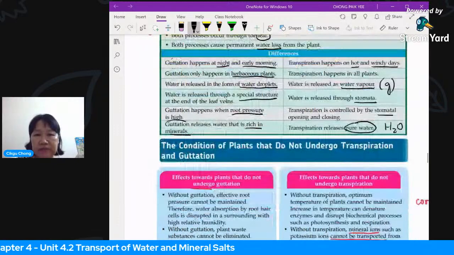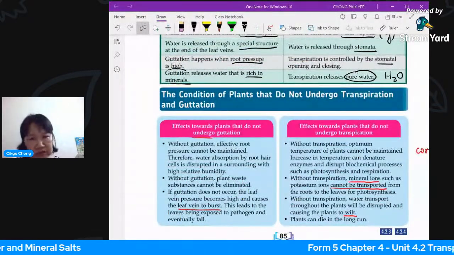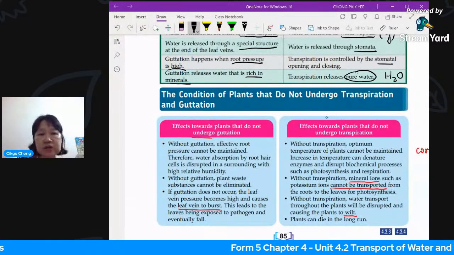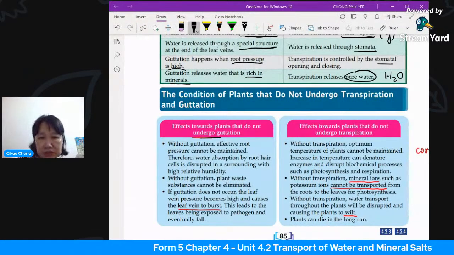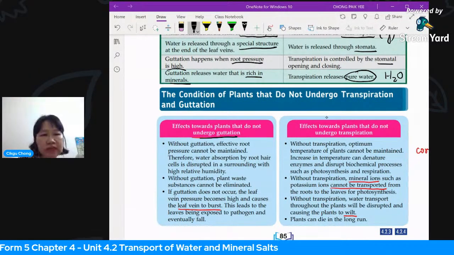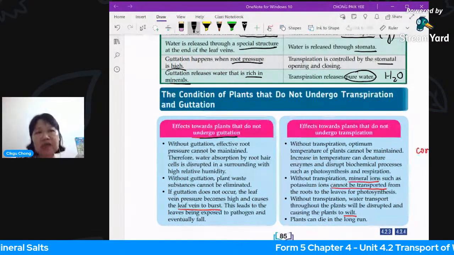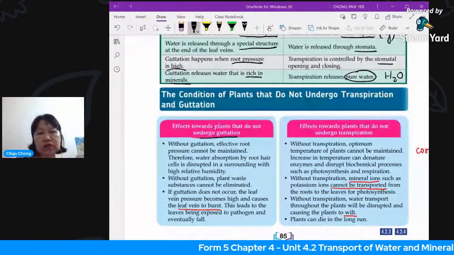Okay, now what happens if plants cannot undergo guttation? It cannot undergo transpiration. So if the plants do not undergo guttation, the effective root pressure cannot be maintained. That means if you do not have guttation, the water doesn't move out from the leaves here, then the root pressure will not, the water will not move in.